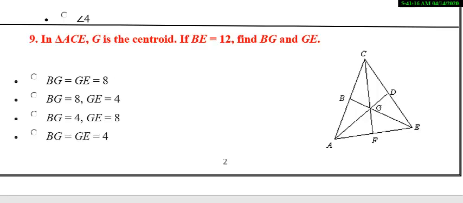All the medians of the triangle. What does it mean? It means that BE is a median. So here BE is 12, then BG is 1/3 of the median, and GE is 2/3 of the median. So it's gonna be easy for you. We need to go through the scratch to find out the lengths of BG and GE.